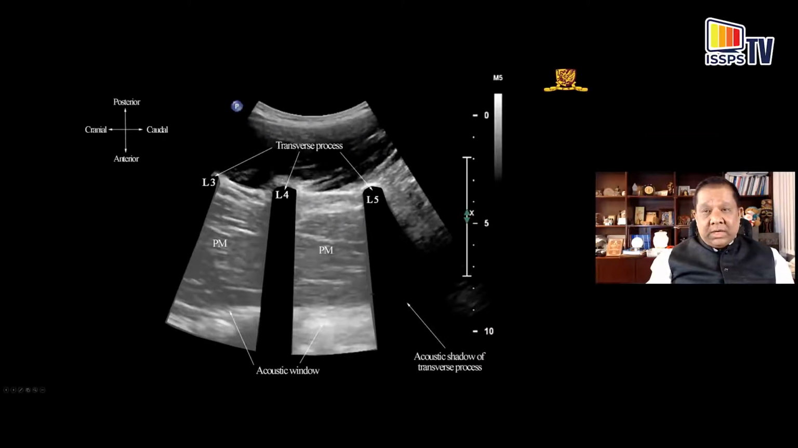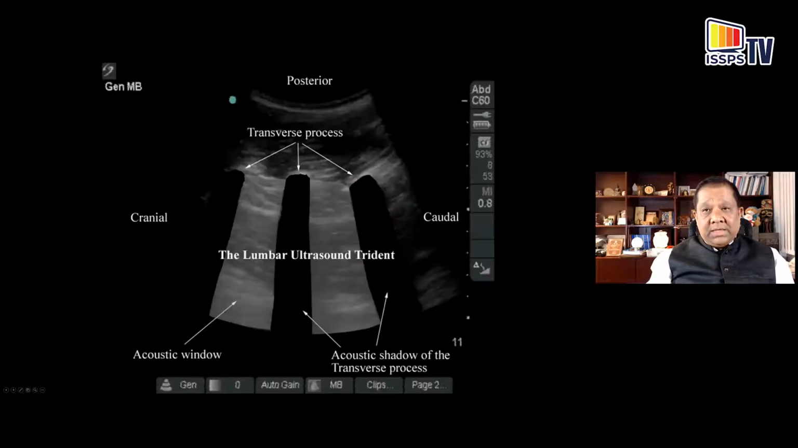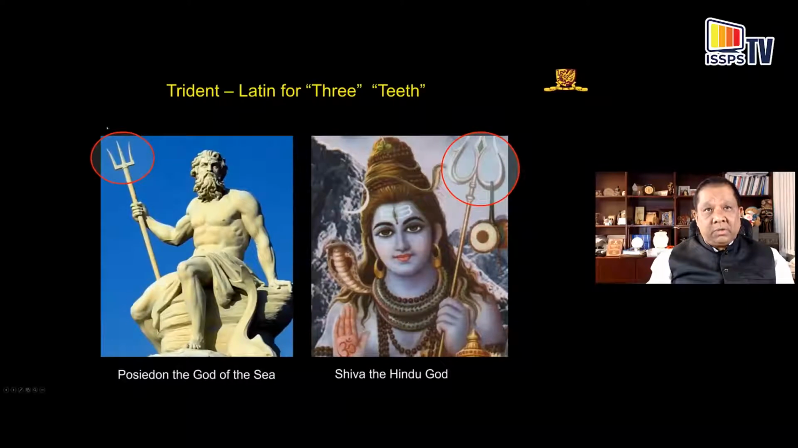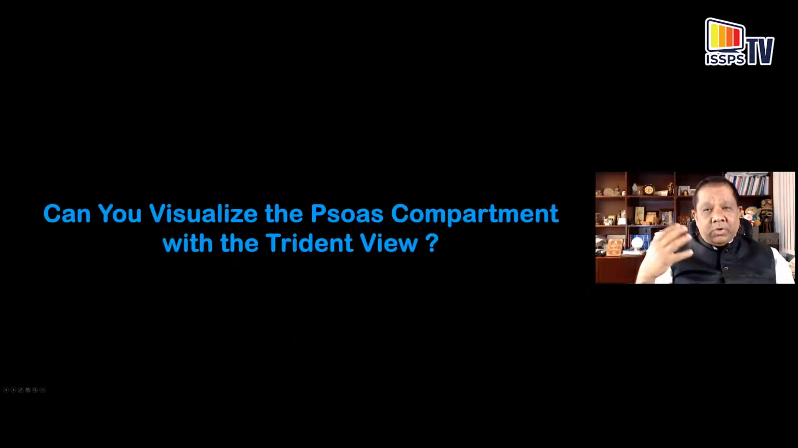Nevertheless, in this acoustic window is where you can see the ultrasound view of the lumbar plexus. And this is the ultrasound Trident that we described as the Trident sign, and is based on the Trident of Poseidon, the god of the sea in Greek mythology, or the Trishul of the Hindu god Shiva. So it's a good sonographic pattern to remember when you're performing this scan. Now, the question is, can you visualize the psoas compartment?